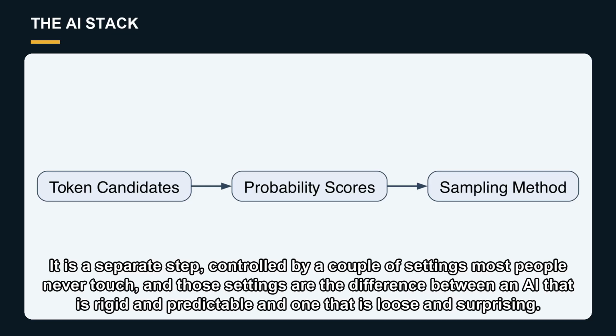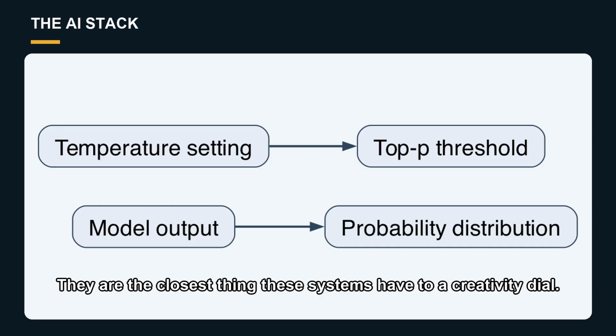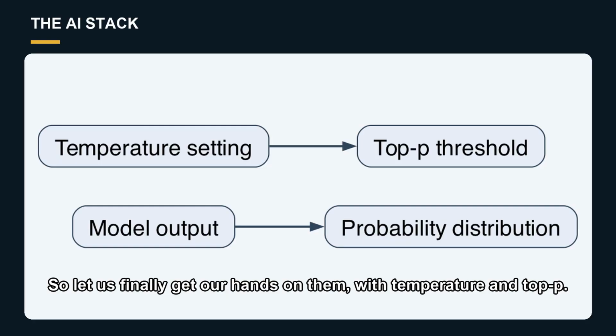It is a separate step, controlled by a couple of settings most people never touch, and those settings are the difference between an AI that is rigid and predictable and one that is loose and surprising. They are the closest thing these systems have to a creativity dial. So let us finally get our hands on them, with temperature and top P.